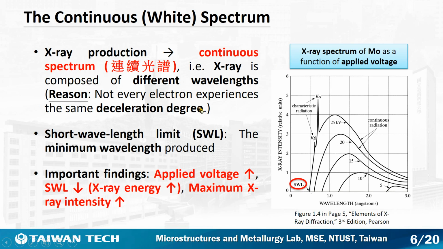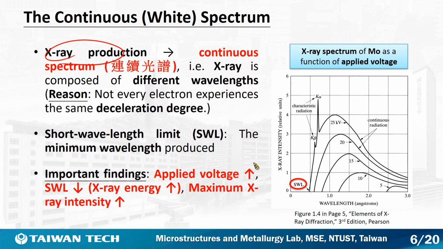And let's talk about the continuous spectrum, or wide spectrum. We now know that once we have a high voltage electric field, the accelerated electrons will bombard our target, that is the anode, and it will form X-ray.